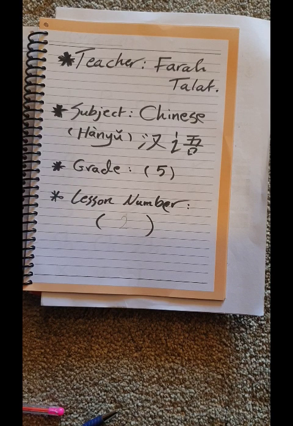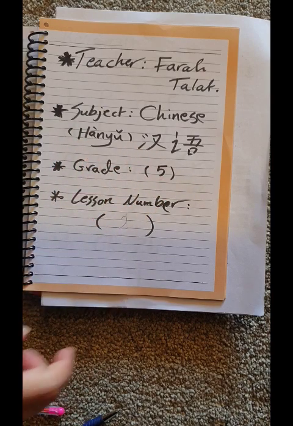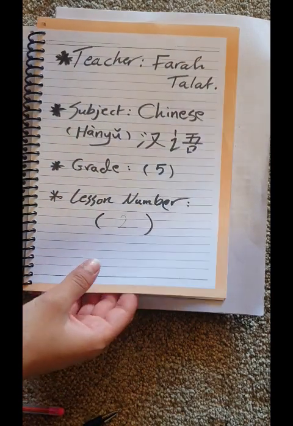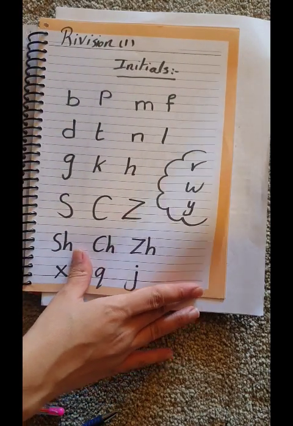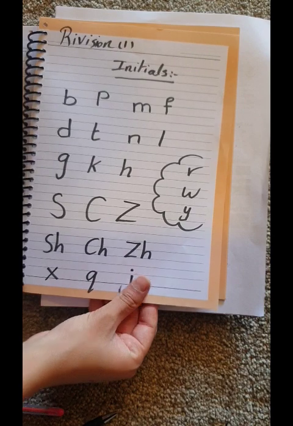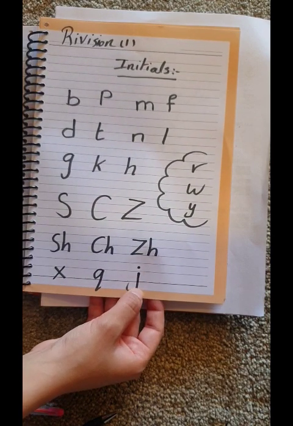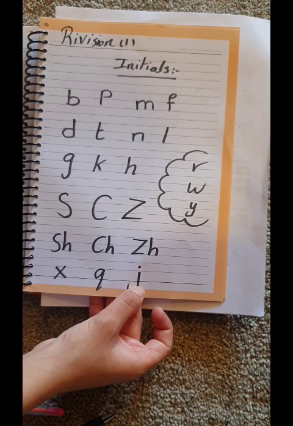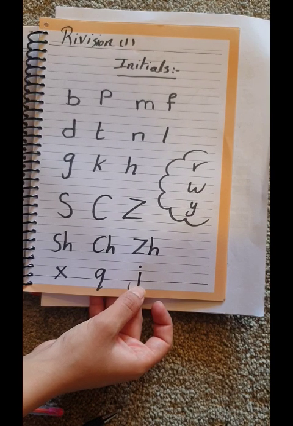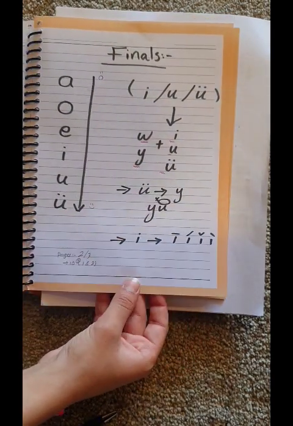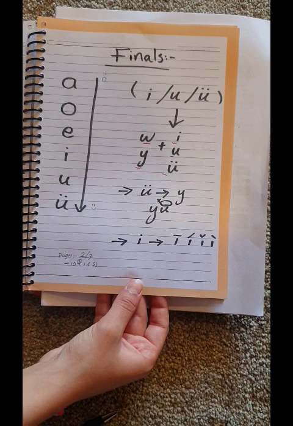汉语, 汉语. This is the second class for grade 5. So we were talking about the revision, about initials, and about the finals. So b, p, m, f, d, t, n, l, g, k, h, s, c, z, sh, ch, j, shi, qi, ji, r, wu, ye. Then finals: a, o, e, i, u, ü, and we said that we also have ao, ai, ou, wo, and so on.